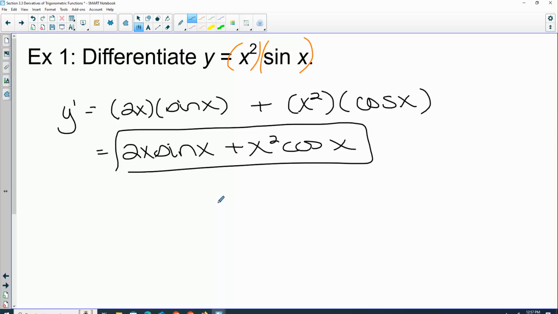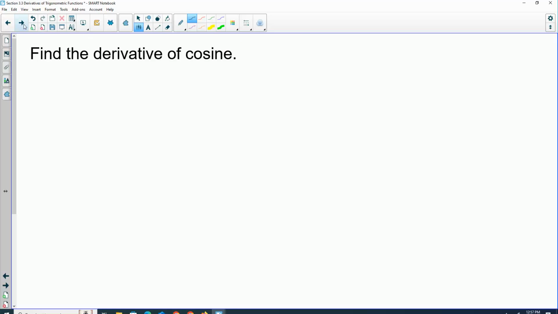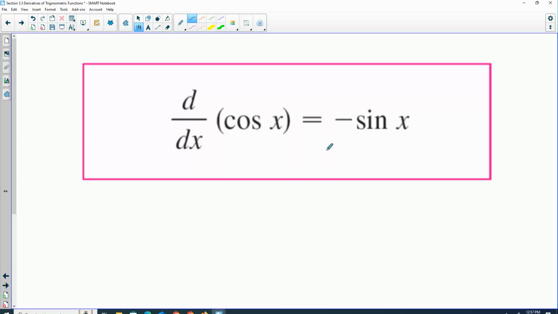Do you want me to prove what the derivative of cosine is? It's okay, you believe me. The derivative of cosine is actually negative sine. It turns out with our trig functions, all of the co's have a negative derivative. Cosine, cotangent, cosecant, all of their derivatives turn out to be just a negative. So, derivative of sine is cosine, derivative of cosine is negative sine.